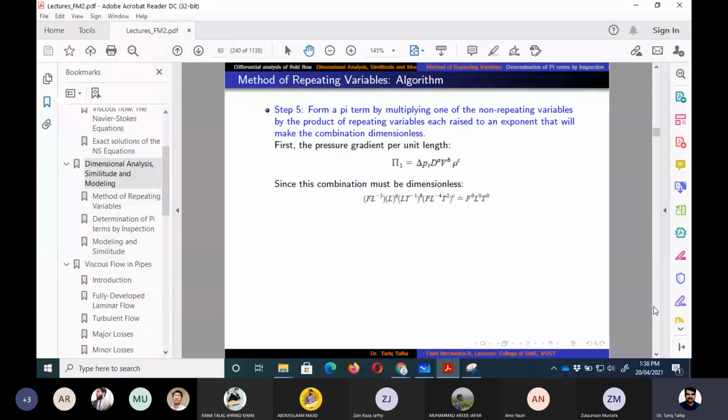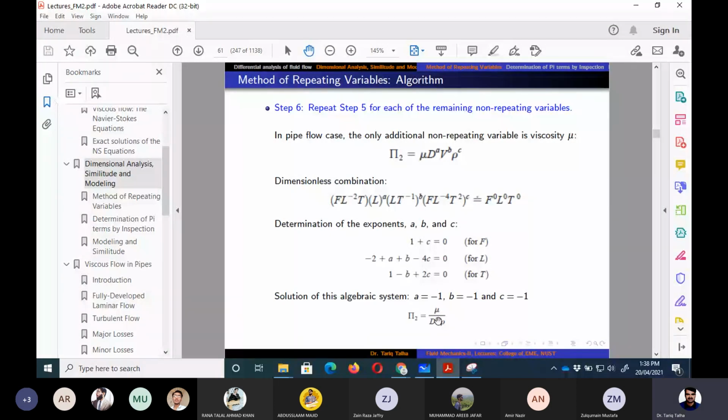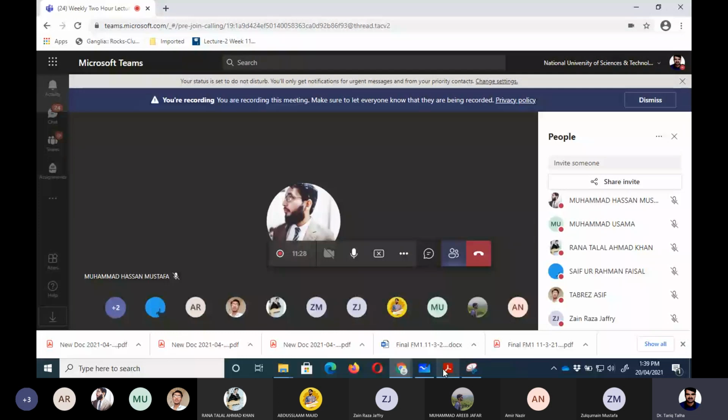Like in this problem, when we chose d, v and rho, we got the pi term mu upon d v rho, right? So we know that d v rho divided by mu is the Reynolds number, so we can easily invert it. In fact, if you choose d, v and mu as repeating variables, then you would get rho v d upon mu. That pi term is equally correct. So pi terms are usually unique. It doesn't depend upon the selection of repeating variables. Is it clear? Yes, sir.